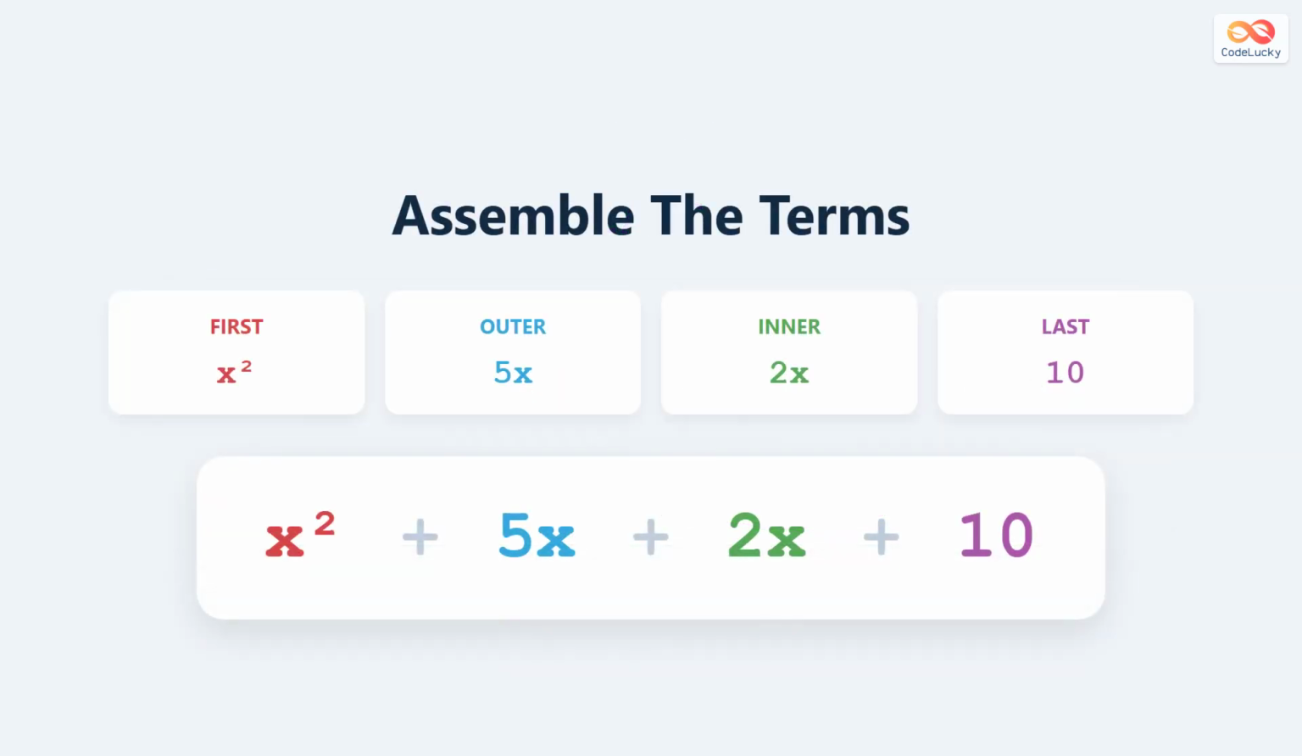Now we have 4 separate pieces: x squared, 5x, 2x, and 10. We write them all out together in one long expression: x squared plus 5x plus 2x plus 10.